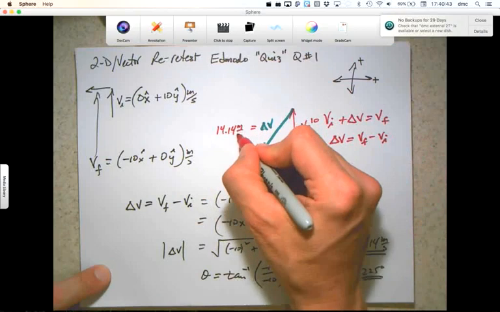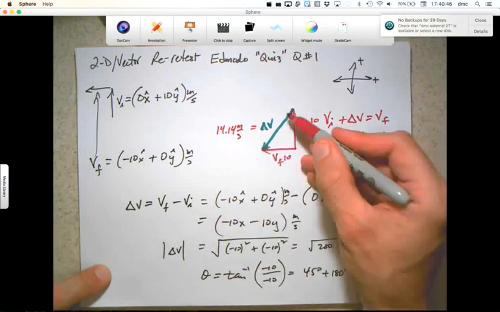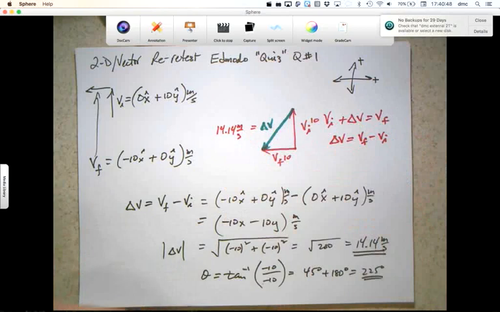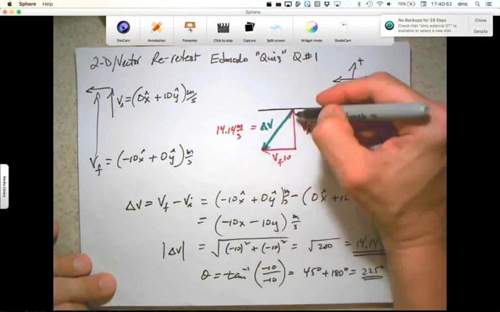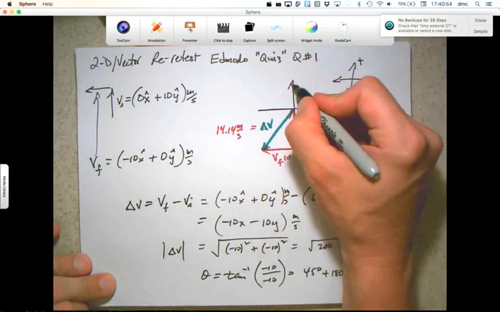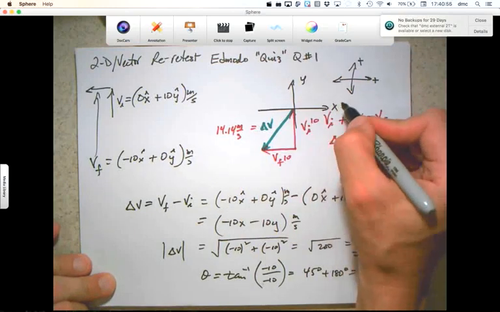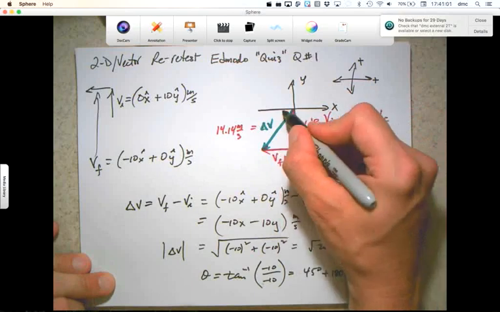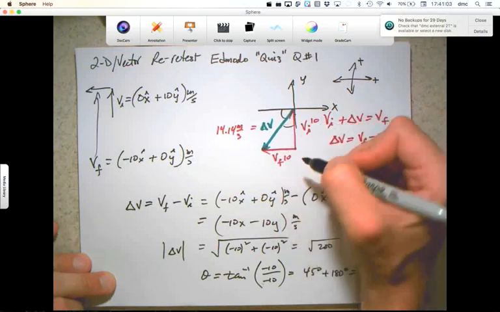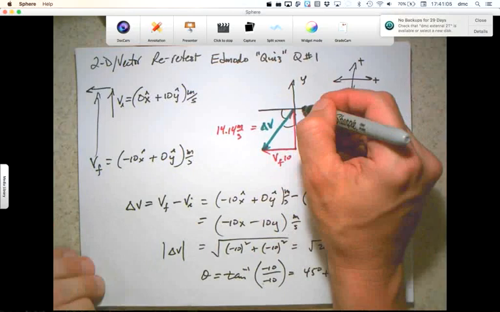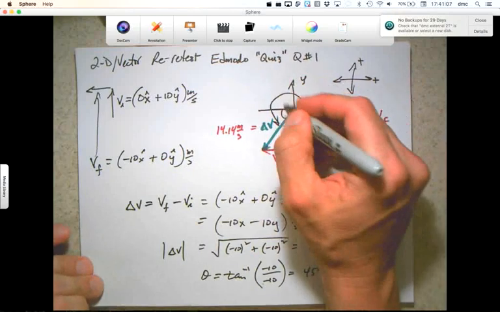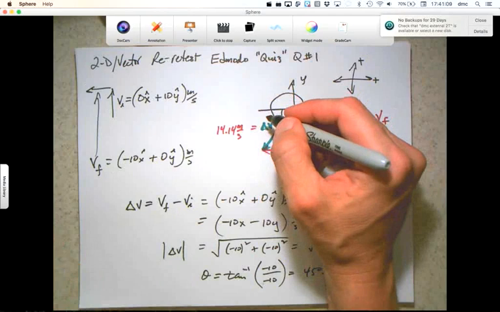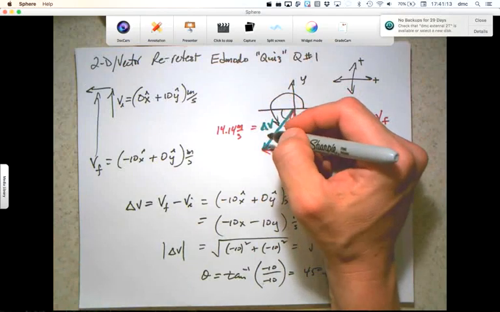14.14 meters per second. And what's this direction? Well, if we look at this being the y, this being the x, the fact that these are both the same size tells me that yes, this, or this, either one, has to be 45 degrees. So going all the way around would be 180 plus 45, which is our 225 degrees. And that's how we do it both ways.